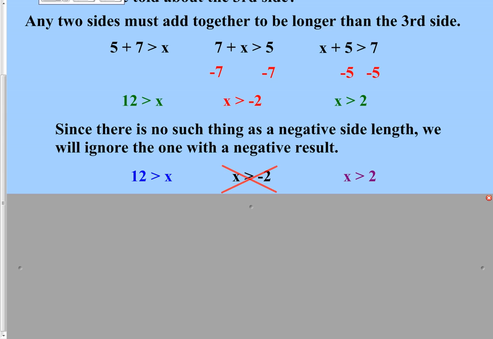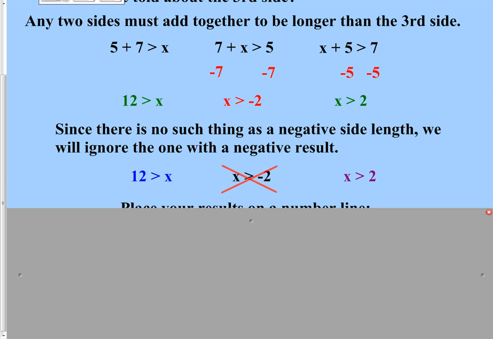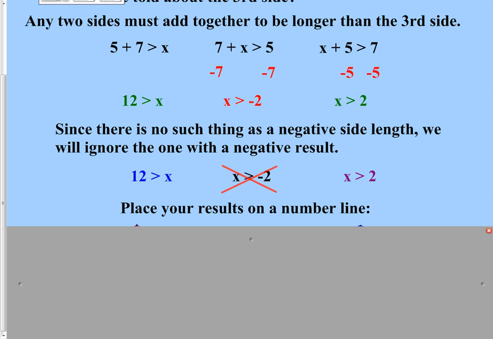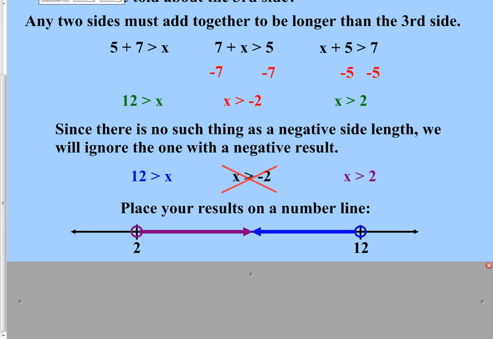Now, the easiest thing for people to do to get a grasp on this solution is to place your results on a number line. 12 is going to be one of our points on the number line. 2 is going to be another point on the number line. So simply mark those values, and if we've done our math correctly, these values ought to be pointing at each other.